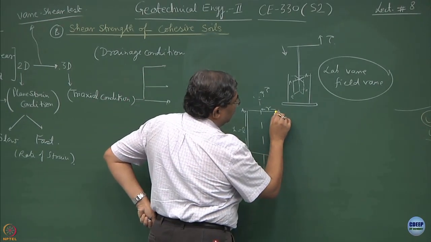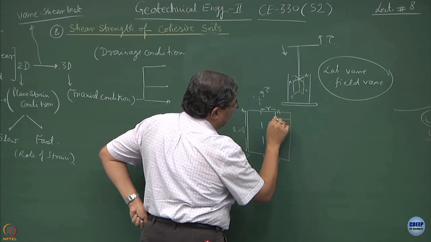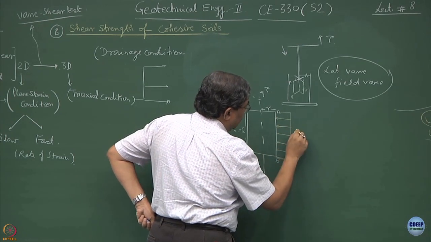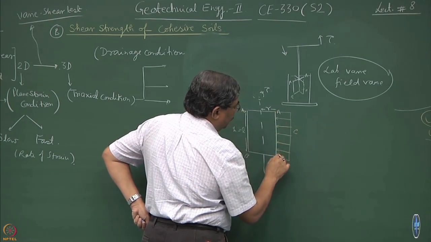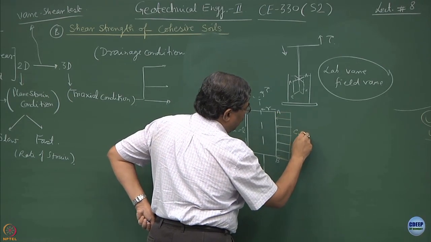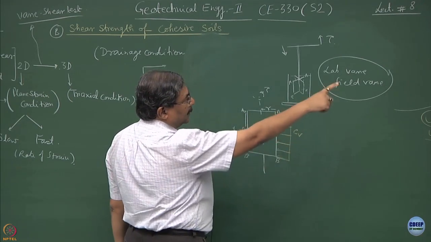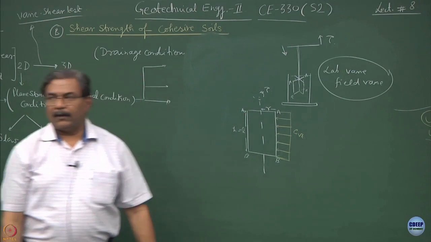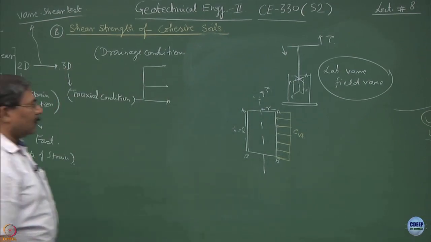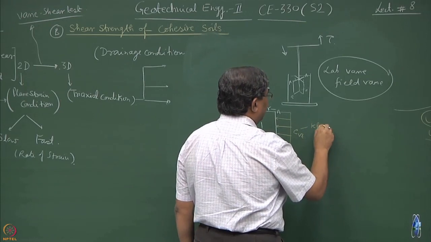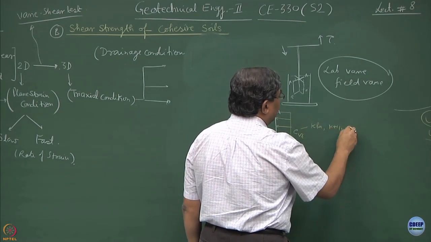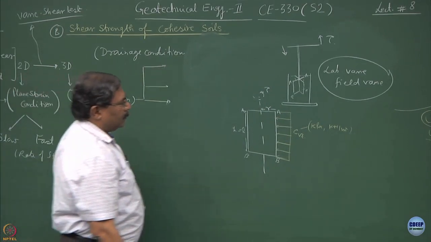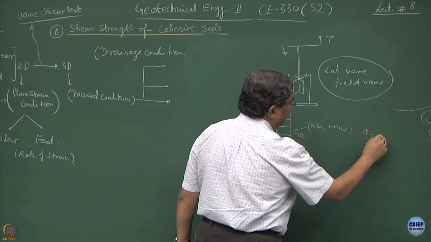This is a type of test which is being done over here. I hope you will realize that this is how the cohesion will get mobilized. So, this is the vertical face. This is the cohesion which is getting mobilized. Do not mistake this as CV. I will write it as vertical cohesion. Units of cohesion are normally kPa or kilonewton per meter square. Soft sensitive material, so we do not use phi over here.